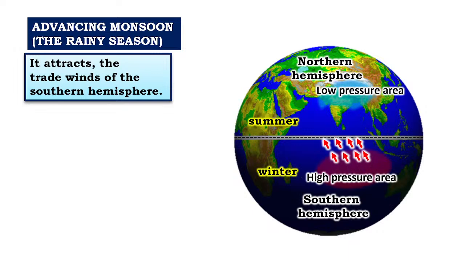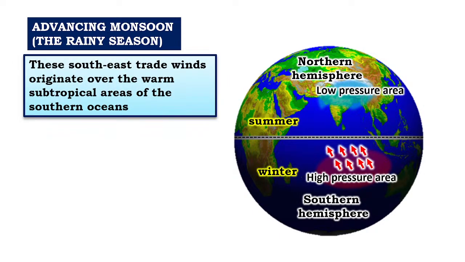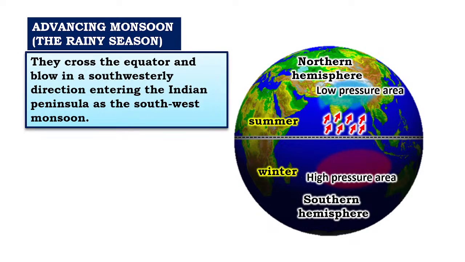Remember one thing, yesterday I told you about Coriolis force. In the northern hemisphere, it will turn the winds right, and in the southern hemisphere, it will turn them left. So when these winds cross the equator, they will turn towards the right. Now the wind has changed to the right. What is written here? They cross the equator and blow in a southwesterly direction, entering the Indian peninsula as the southwest monsoon. Suppose in the exam the question is why it is turning right. The answer is Coriolis force.